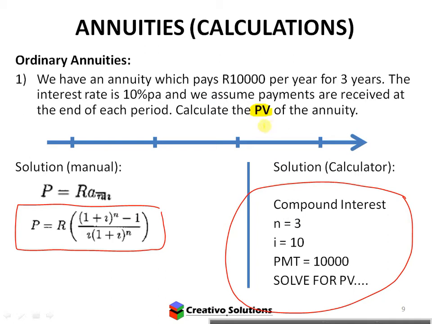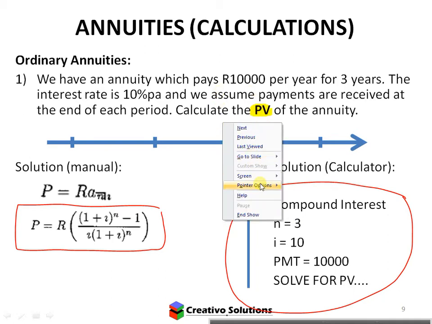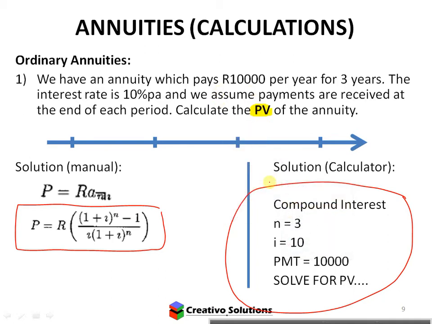The present value. Right? I need to identify variables from the question. So if I read the question, we have an annuity which pays per year. That's the PMT. For 3 years, that's the N. Okay? If it's per year, is the N in years? Yes. So 3 years would be fine. The interest is 10% per annum. Is the interest per annum? Yes. Do I need to convert anything?